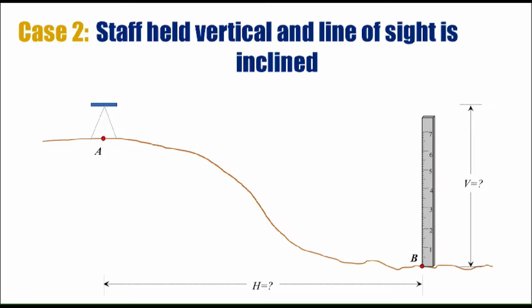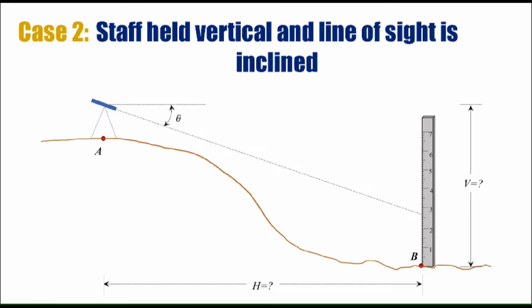And with the current knowledge, if for example we have a line of sight that is horizontal, like the same topography that was considered for case number 1, then here you can see that the line of sight is not striking the staff. It means in this kind of topography case number 1 will not be valid. Therefore we need to incline the line of sight so that we can have the staff readings.